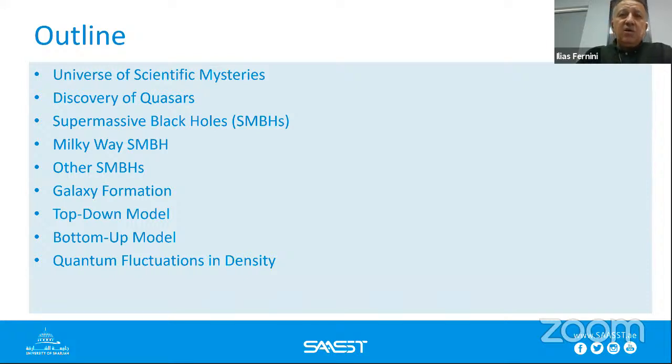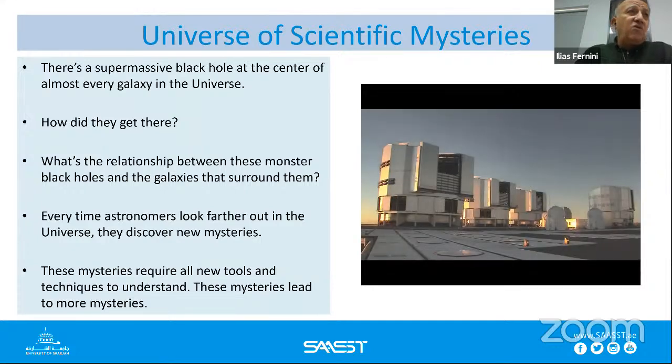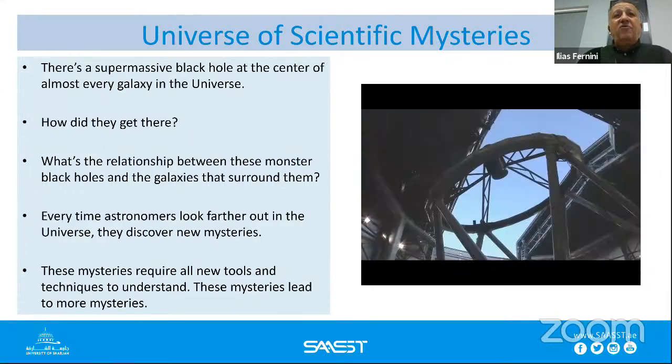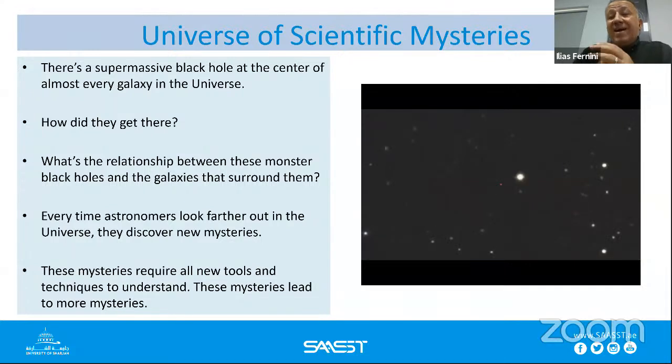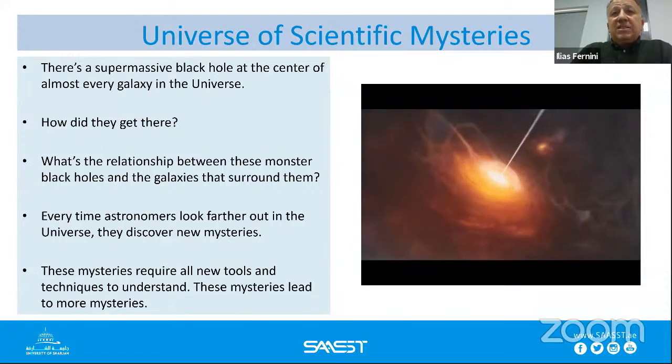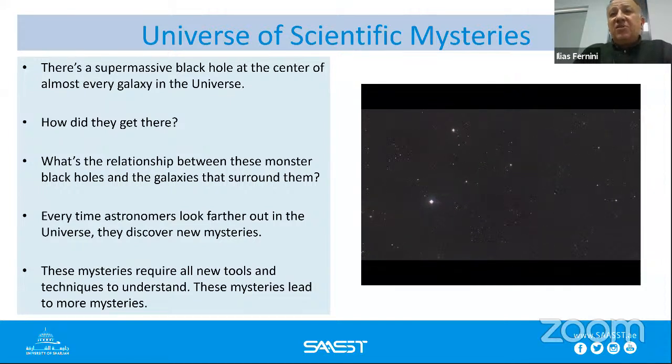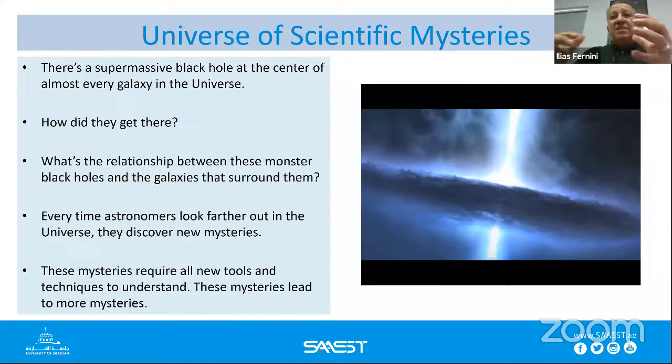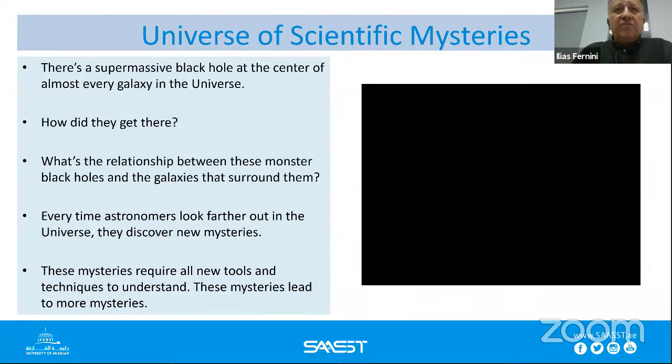start forming anything. Well, there is a supermassive black hole, as we believe today, at the center of almost every galaxy in the universe. You may ask, how did they get there? How can you form such a supermassive black hole? What is the relation between these monsters, black holes, and the galaxies that surround them? Are they always at the center? So every time we look further out using our very sophisticated ground observatories or space telescopes, we discover new mysteries. So we need to have an understanding of all these mysteries as we move on.